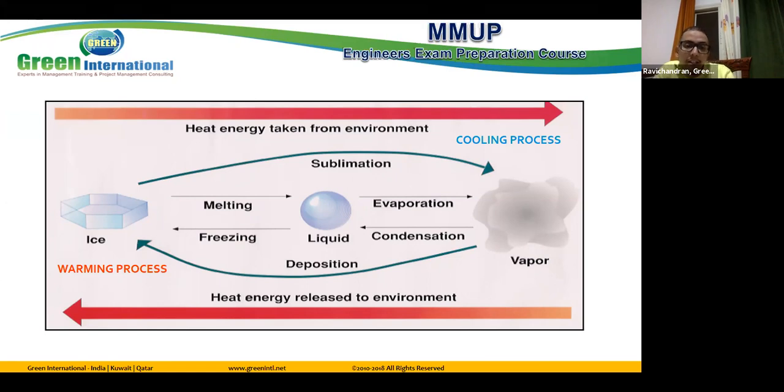On the other hand, going from vapor to ice, we need freezing and some cooling. But on the environment's side, the heat energy is released to the environment. So this is a warming process.